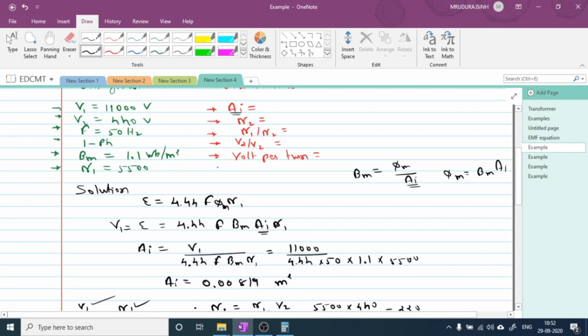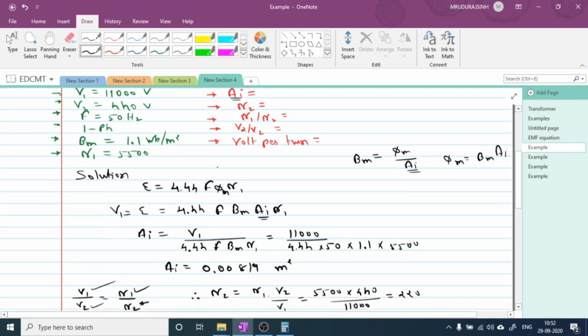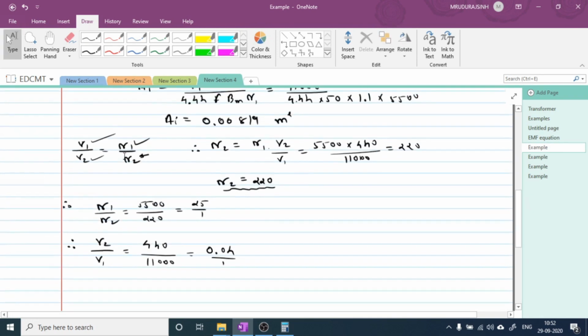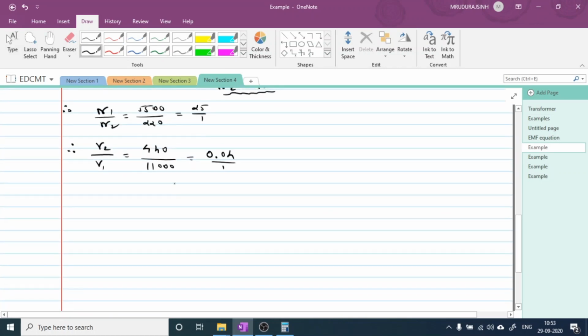At last we need to find volt per turn. So what is basically volt per turn? So from this equation, V1 by V2 is equal to N1 by N2. Just write this equation, V1 by V2 is equal to N1 by N2, and rearrange this equation as V1 by N1 is equal to V2 by N2. So this is known as volt per turn. So any of these you can use, right? So we will use V1 by N1.